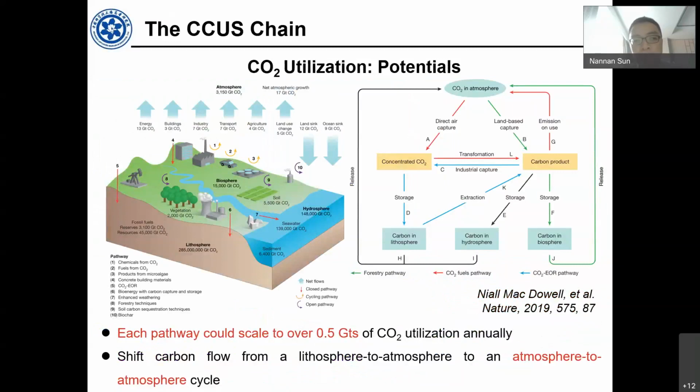The most important thing for CO2 utilization is that we shift the carbon flow from a lithosphere to atmosphere way, which we are using now, to an atmosphere to atmosphere cycling way. By doing that, we're actually avoiding the use of any fossil fuels and fossil resources. So we can reduce the CO2, because any of the fossil fuels or fossil resources we're using will end up as CO2, and we will release this CO2 into the atmosphere.